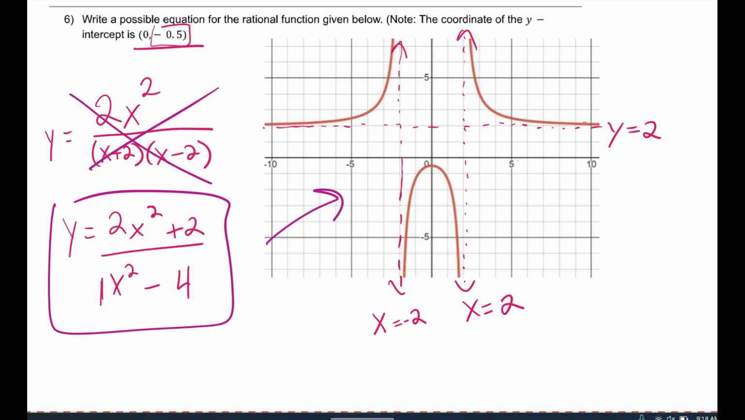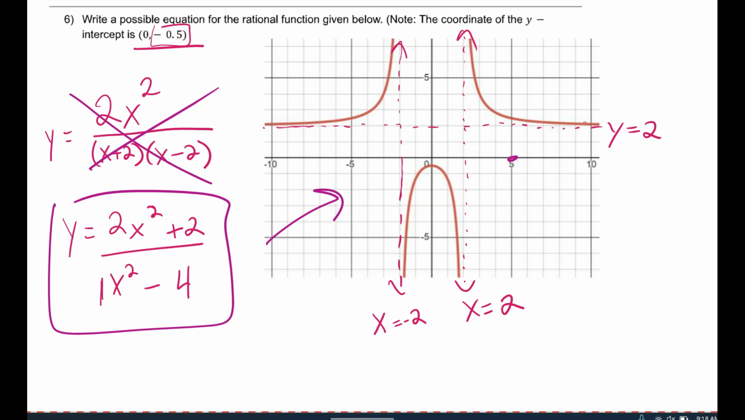It has a y-intercept of negative 0.5, 2 vertical asymptotes at x equals negative 2 and x equals positive 2, and a horizontal asymptote at y equals 2. So that's how we would analyze this. We'd start with the asymptotes and then go to whatever intercepts we had.